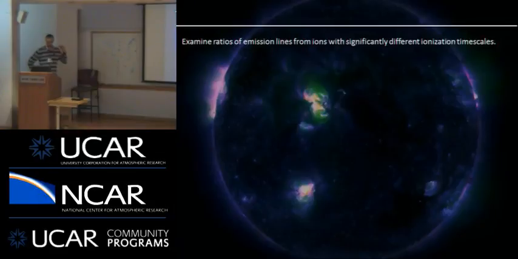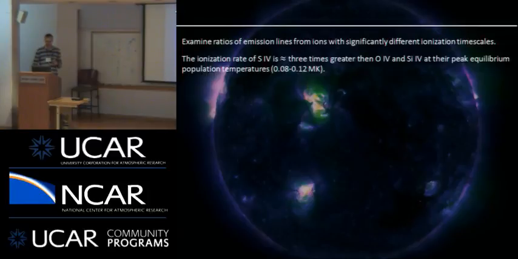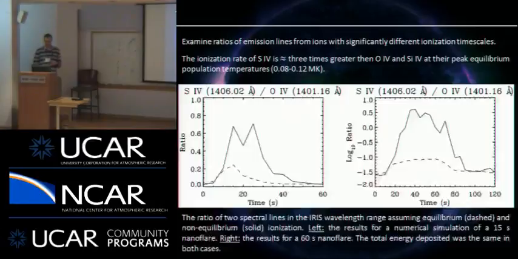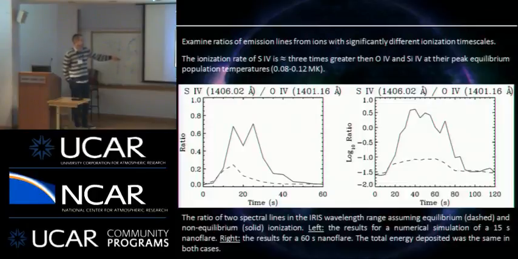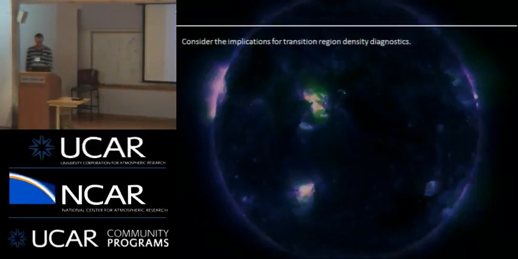So we want to look for signatures of ionisation, we want to look for emission lines with different ionisation timescales. By way of an example, if we look at, say, the ionisation rate of silicon-4, which is about 3 times greater than that of oxygen-4 and silicon-4, where they form, we see, again, for the 15-second simulation on the left and the 60-second simulation on the right, that the predicted ratios in equilibrium, which are these dashed lines, are very different to the predicted ratios in non-equilibrium. So if we see ratios in this kind of range somewhere, then we might be reasonably confident that we're actually looking at non-equilibrium ionisation signatures.